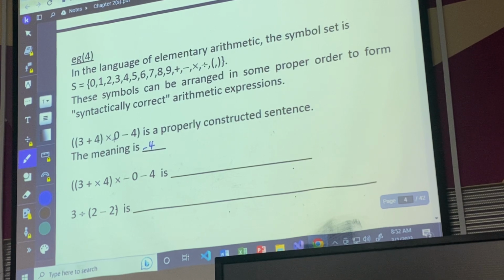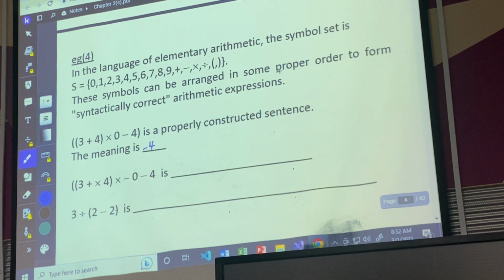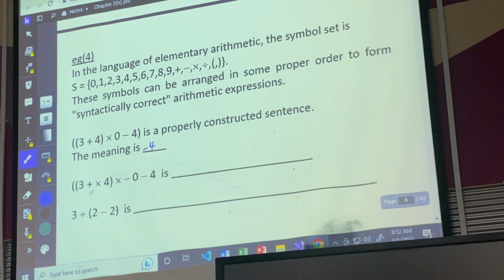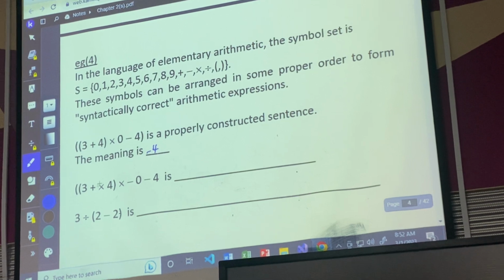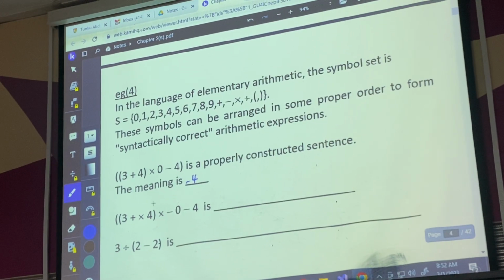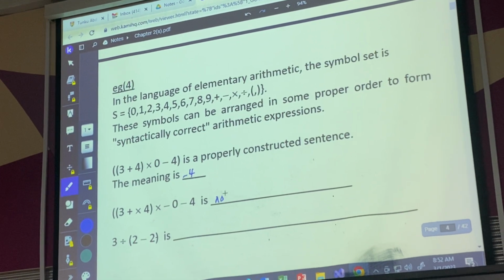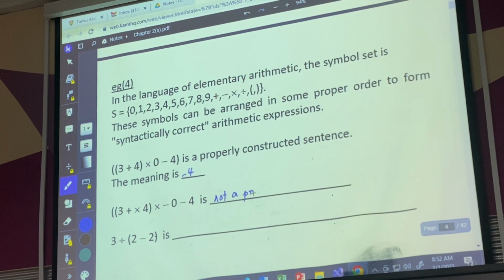Why? Because? Because of what? Plus and multiply together, right? So you can only have one operator in between the two numbers, right? Here you already have two operators together. Okay, so this is not a properly constructed sentence.